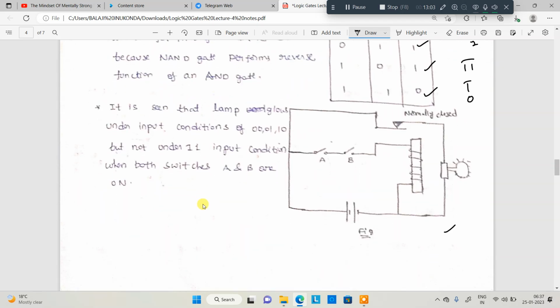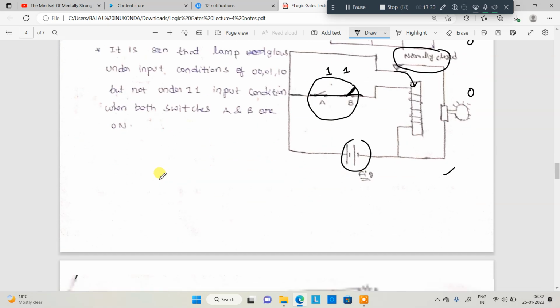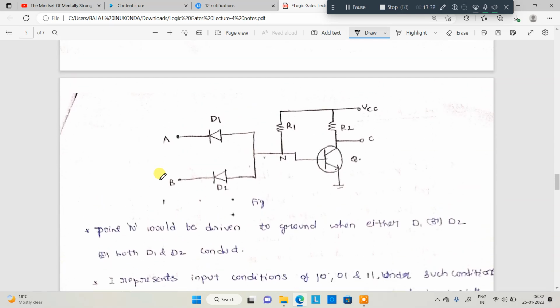This is the relay diagram for the NAND gate. In that case, two switches are connected in series. When both are 1, it is a closed circuit, then the relay is attracted and the circuit is opened from the supply, so the output will be 0. In all other cases, the circuit remains normally closed, because any one switch is open circuited. Whenever there is an open circuit, the relay is not activated, and you will get the output as 1 in all other cases.